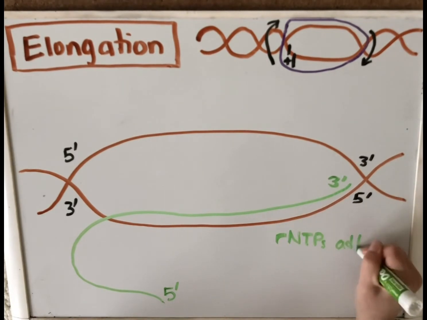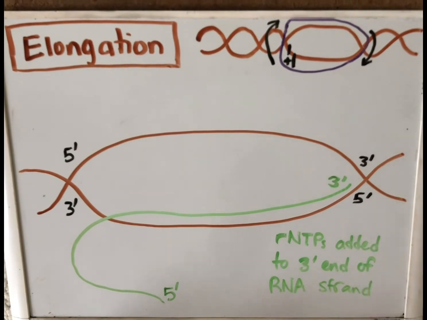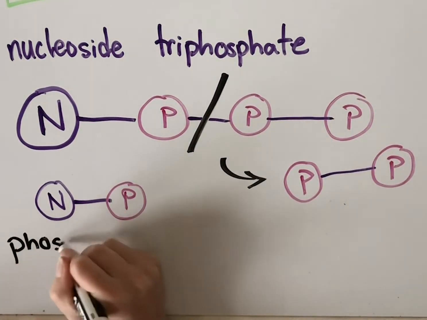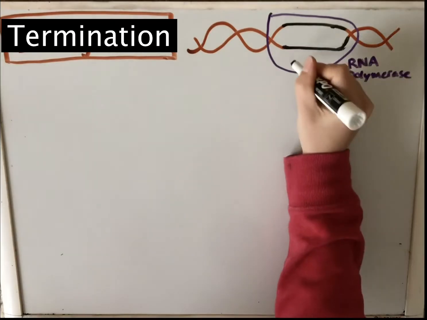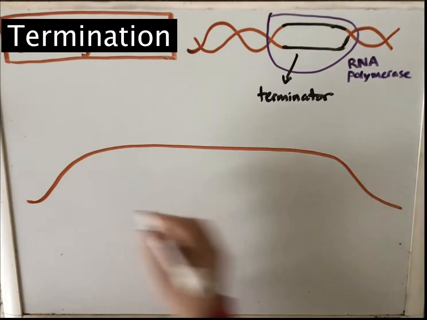RNTPs are nucleoside triphosphates that have nitrogen and 3 phosphates. 2 of the phosphates are cleaved off for energy to form a phosphodiester bond with the exposed DNA using the remaining nitrogen and phosphate. Elongation continues until RNA polymerase reaches the terminator region.